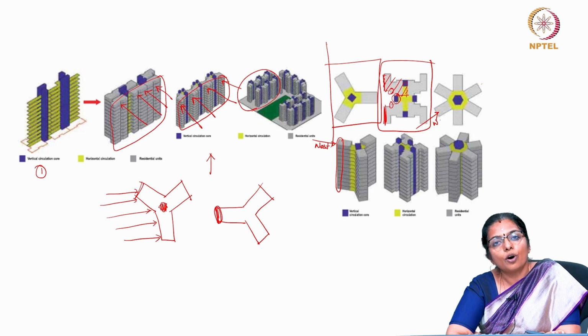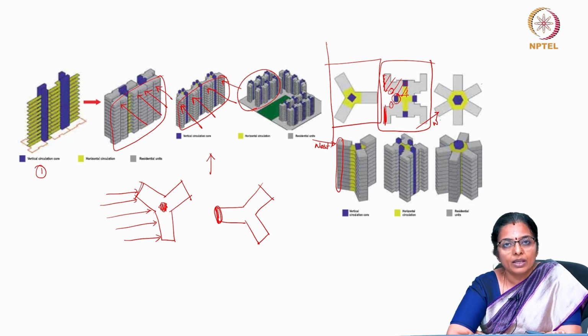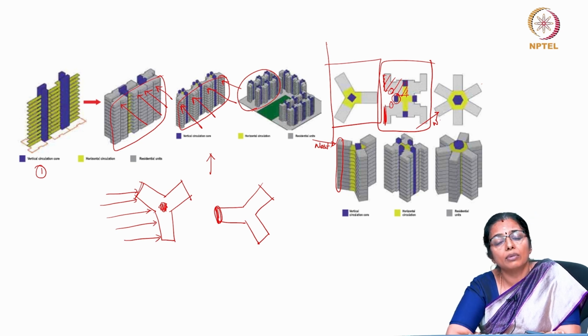Now, for this class, we will stop with this understanding that form and massing must go together and they are not independent, and we should also understand that it is a response to climate. How is it a response to climate? We will continue with this slide in the forthcoming class.